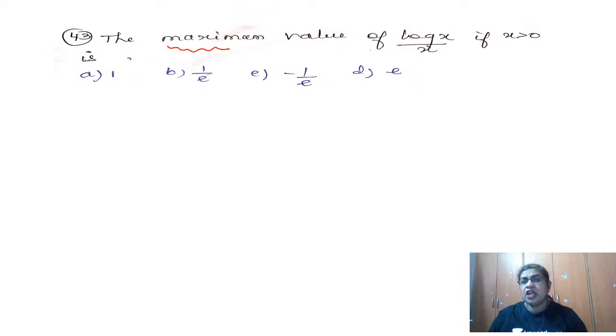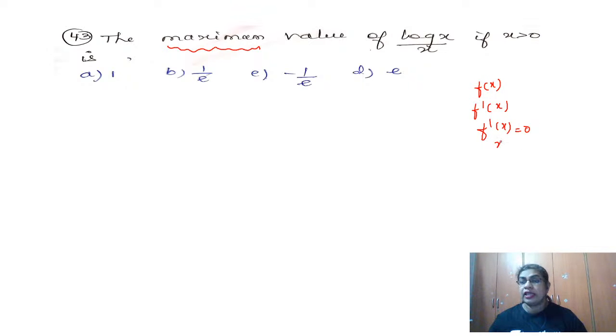Understand the question first. What they have asked is the maximum value. Maximum value or minimum value, what is the procedure? I'll explain the procedure and then get back to the question. With the given f of x, the procedure is: first you find f dash of x, which is the derivative. Next, I equate f dash of x to 0.